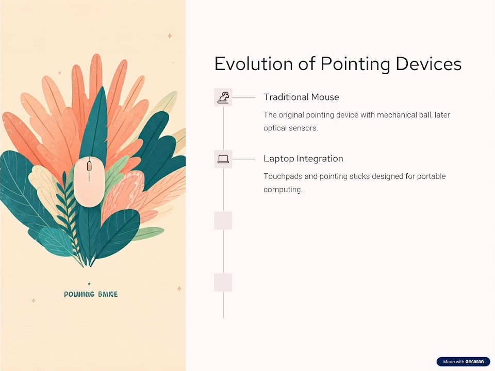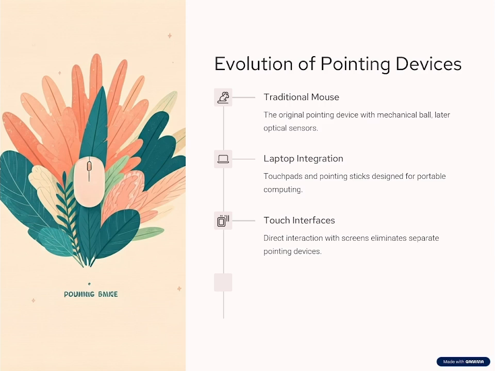Now, this optical technology was later integrated into a laptop. But when it came into a laptop, it was not called the mouse. The name changed to what we call the touchpad or the trackpad, and a pointing stick, which was designed for portable computing devices. So in most portable computing devices, you're going to find either a touchpad or the pointing stick with a touch technology.